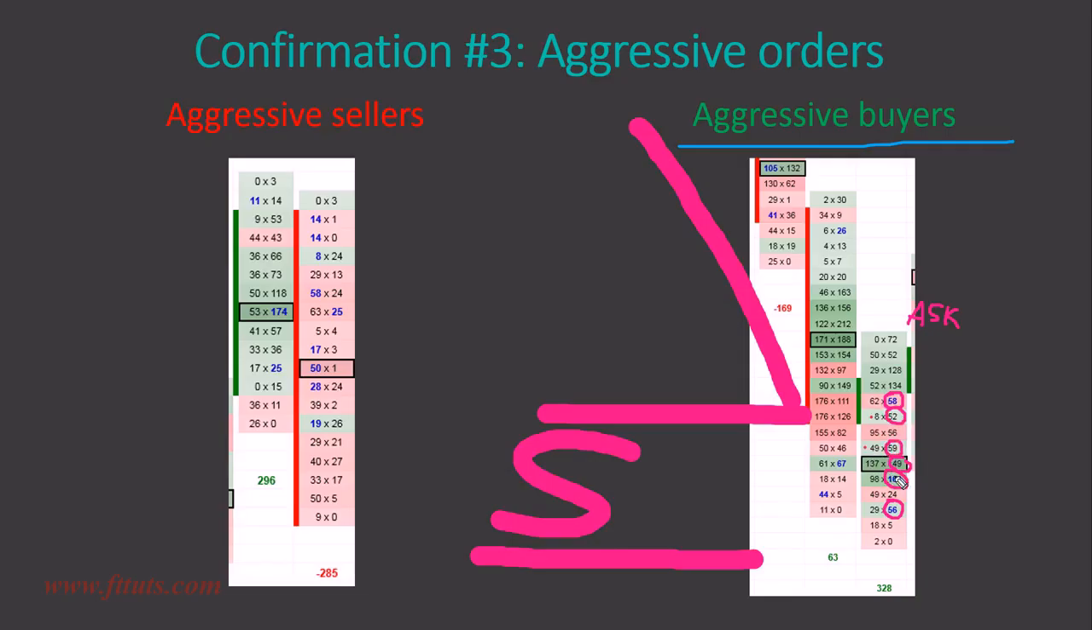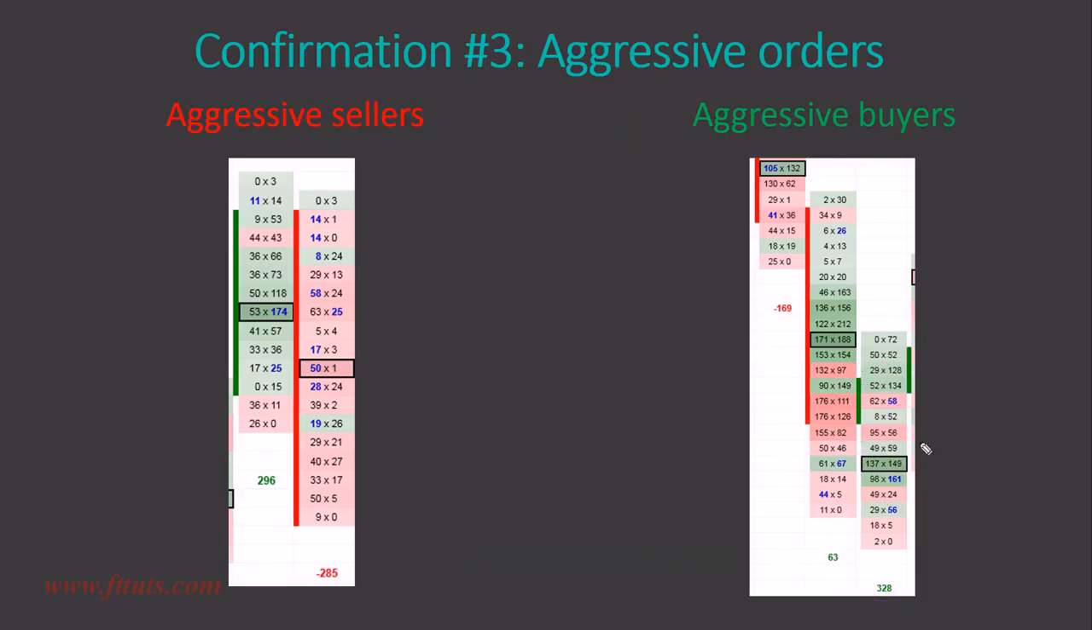59 is bigger than 49. So you can clearly see that in this footprint buyers are stronger than sellers. Also delta tells you that. Delta in this footprint is 328 and in this footprint only 63. Alright, so from that you can predict that the price will turn and go upwards because aggressive buyers started to jump in the market.